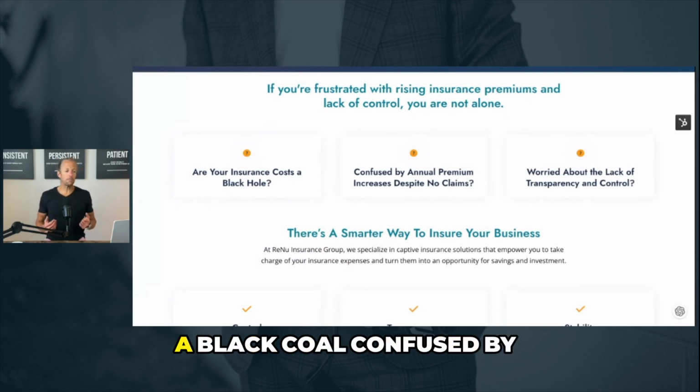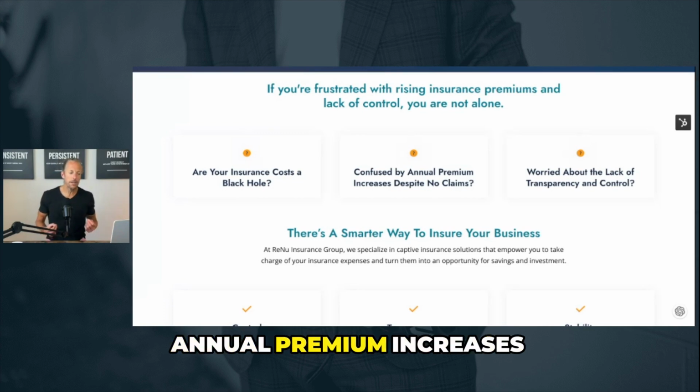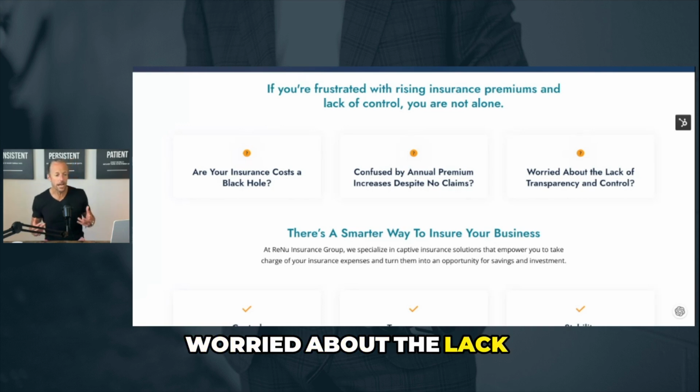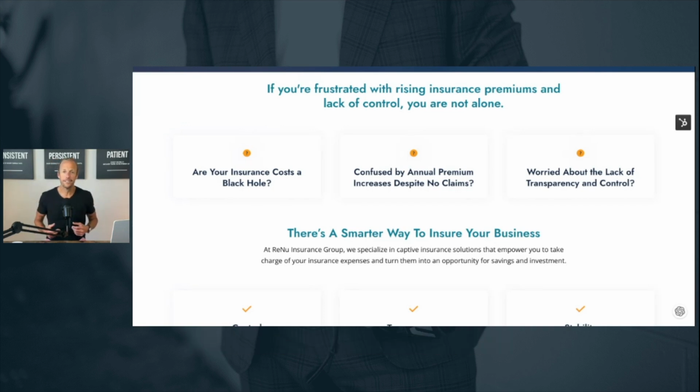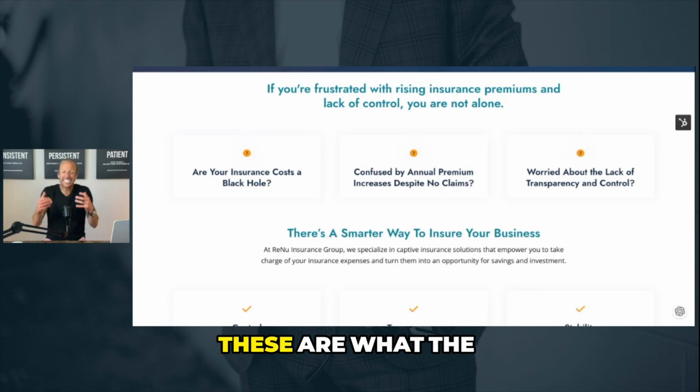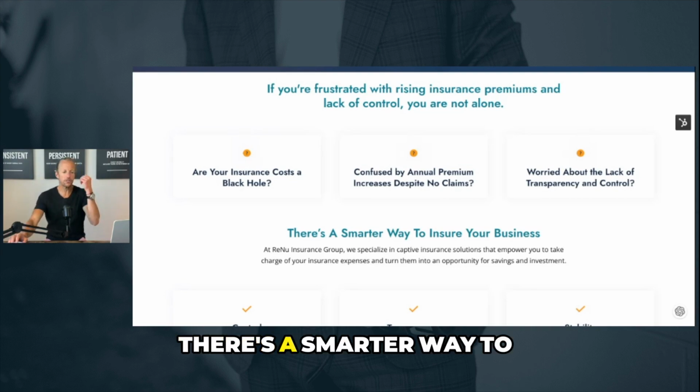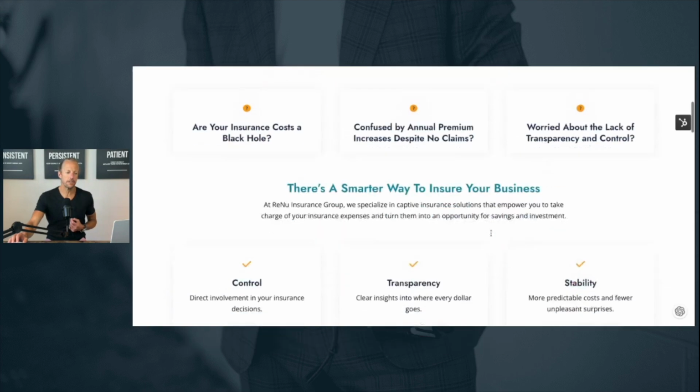Are your insurance costs a black hole? Confused by annual premium increases despite no claims? Worried about the lack of transparency and control? These are amazing. These are pains. These are what the prospects are going through. There's a smarter way to insure your business.